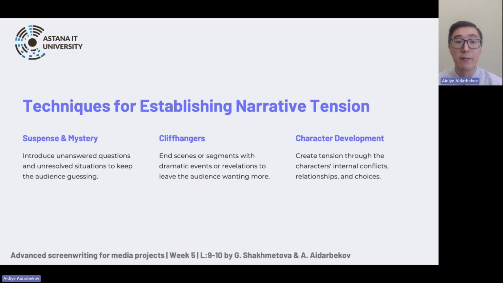Second, it's cliffhangers. Mostly when we talk about different TV shows, especially, again, we discussed not 3-act structure but 4-act structure. There, mostly, at the fourth act, they show a cliffhanger at the end. So end scenes or segments with dramatic events or revelations to leave the audience wanting more.